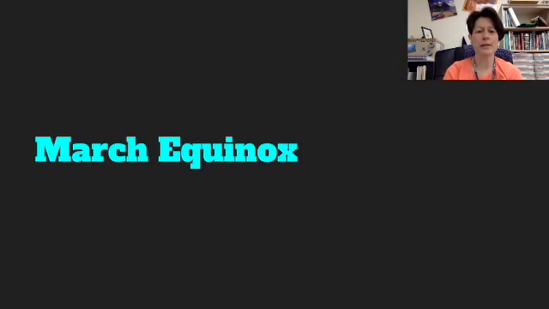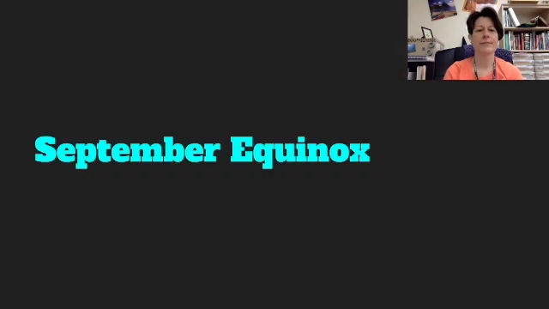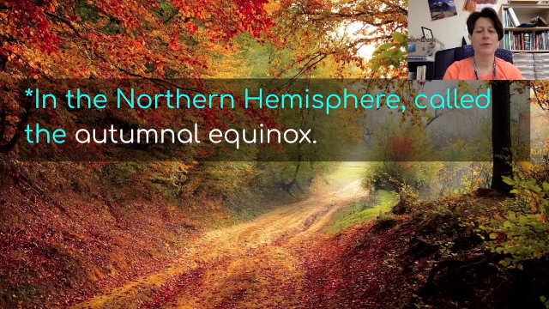There's a March equinox. In the northern hemisphere, we call this the spring or vernal equinox, and it's going to be the opposite for the southern hemisphere. And in September, there's an equinox. In the northern hemisphere, we call this the autumnal equinox, and like I said, this would be the vernal equinox for the southern hemisphere. So they are just switched.